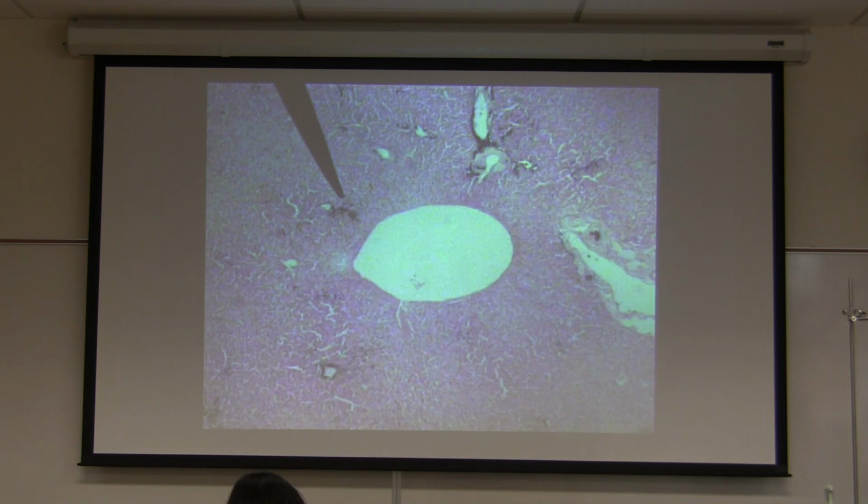What organ? Liver. This is liver. Okay, liver. What is the name of structure? Central vein. This is central vein. What is the name of structure right here? Sinusoid. Sinusoid. What is the name of tissue?